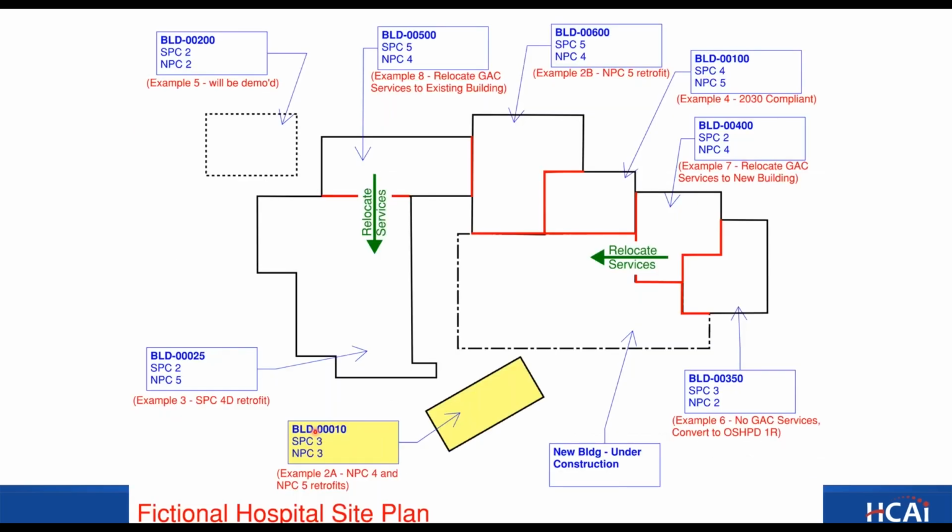So for the rest of the presentation, we'll be sticking with this larger site plan. This is also just a fictional site plan that is meant to illustrate every case that we think you might anticipate. So each of these buildings represents a different type of compliance, different compliance method. So we'll start down here with this yellow one, diagonal yellow one, for example, number 2A. This is building number 10, and it's an SPC3, NPC3. So in this example, this building needs an NPC4 and an NPC5 retrofit. So if you have a building that needs NPC4 and 5, this example would apply to you.